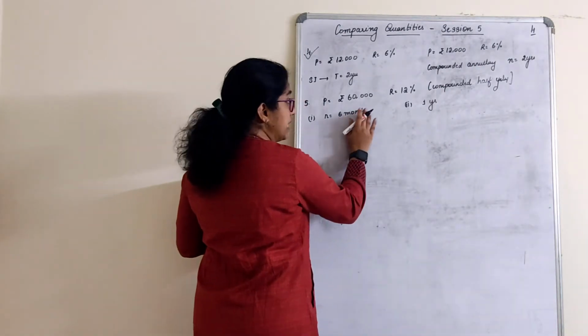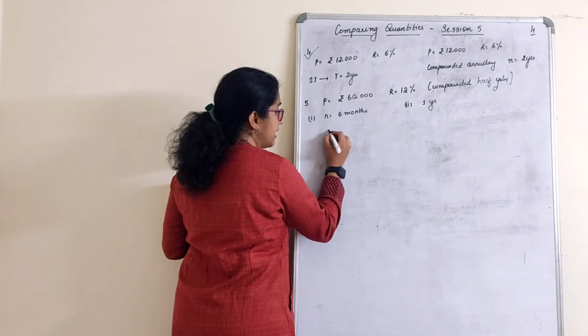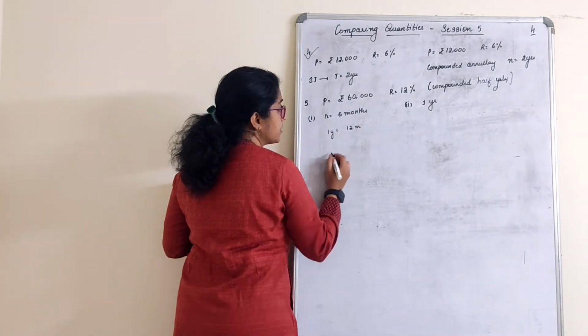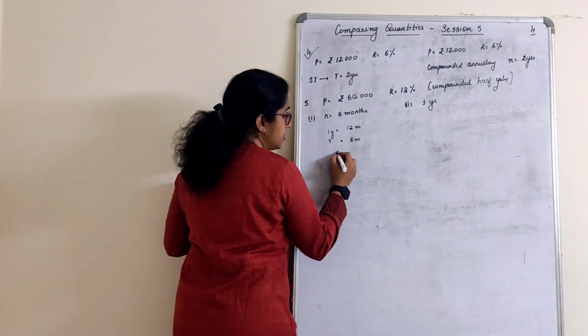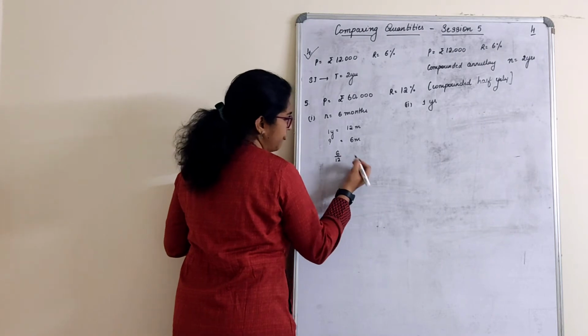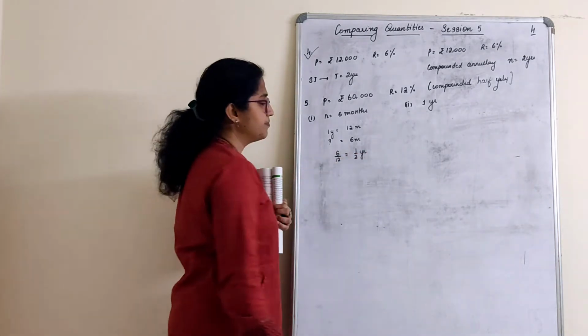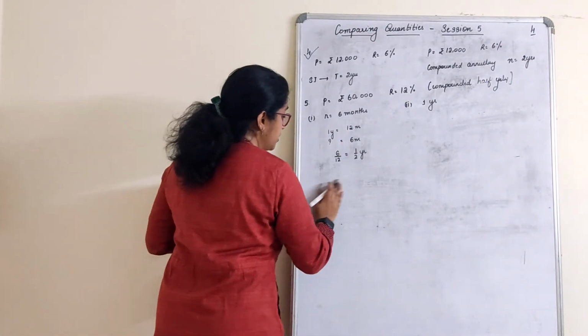First of all, time should always be in years, we know that. 1 year is equal to 12 months. So 6 months is equal to how many years? 6 divided by 12. We know that, still I am just showing you half year. Compounded half yearly formula I have to use here.